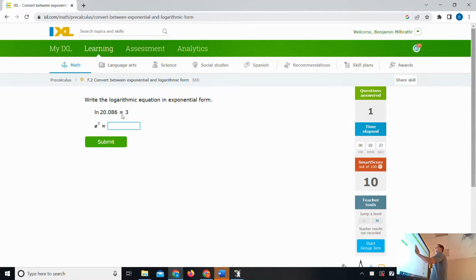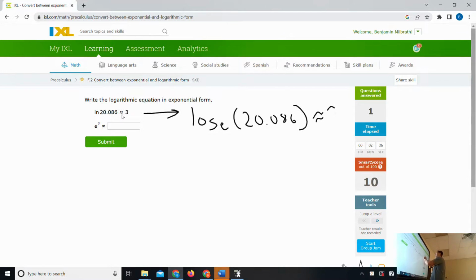So here we have the natural log. Natural log can be written as or thought of as a logarithm of base E. This guy has an argument of 20.086, and it is roughly 3. So here's my base, here's my argument, and this must be the letter E.